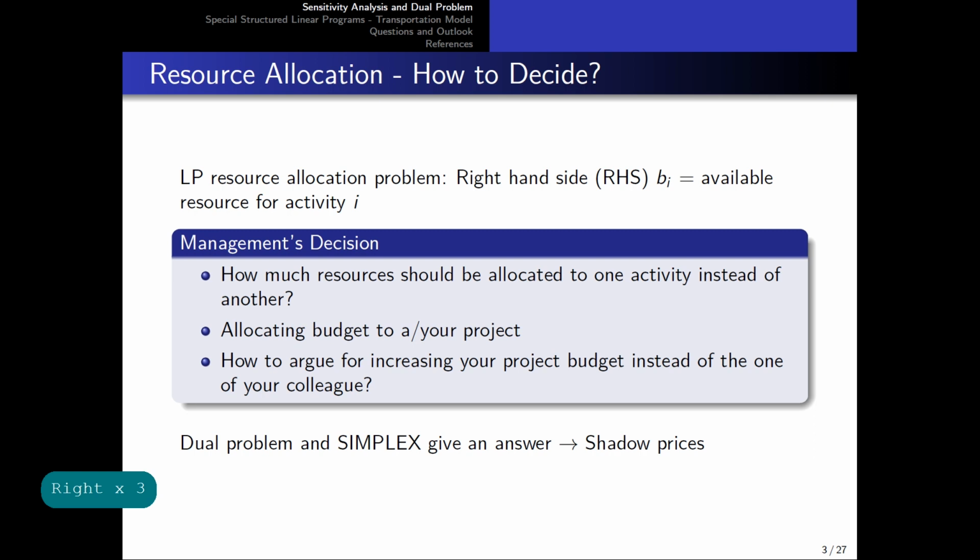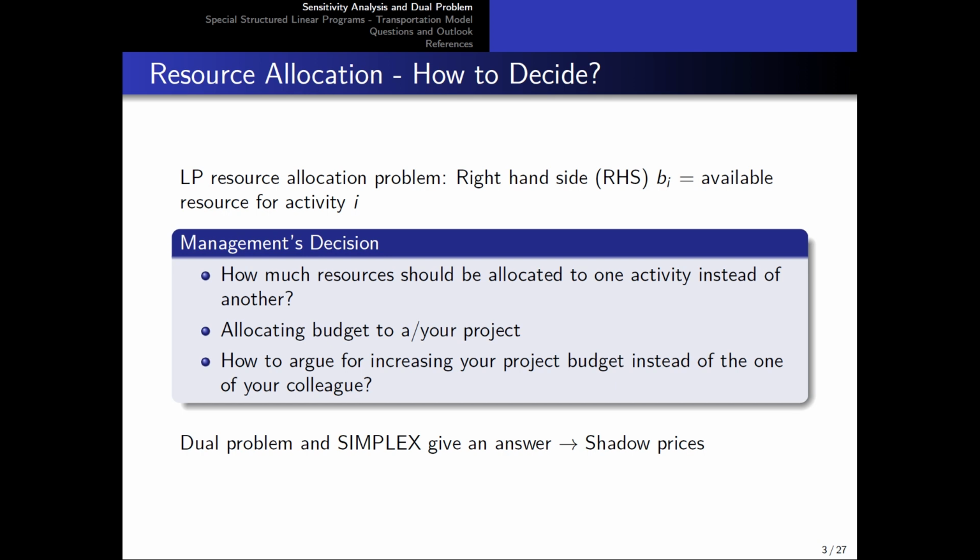So now, as we deal with resource allocation problems, a good question of management is how to decide which resources to allocate to which activity. So which capacity we want to make available for some kind of activity that can be the production of a new product. So the decision of the management is to deal with the question of how much resources should be allocated to one activity instead of another, which could, for instance, be the production of a new product, but it could also be dealing with the budget of a project you are dealing with.